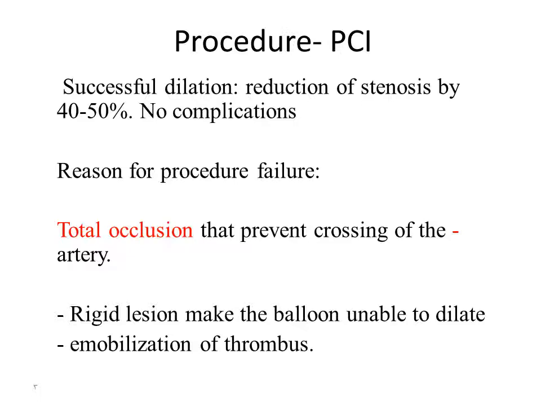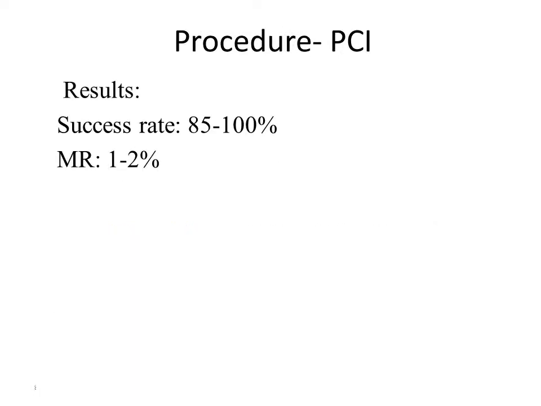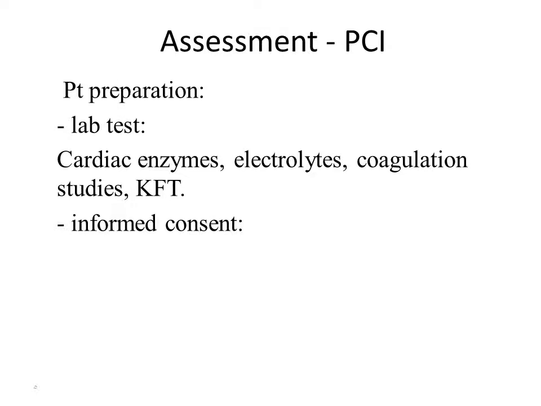There are different reasons for procedure failure, like total occlusion that prevents crossing of the artery, وهذا الحكي حكيناه قبل شوي. Rigid lesion makes the balloon unable to dilate. Embolization of a thrombus is another cause for procedure failure. Result: success rate 85 to 100%, mortality 1 to 2%, very rare, لكن it may occur, and so, as we said previously, the emergency equipment should be available.